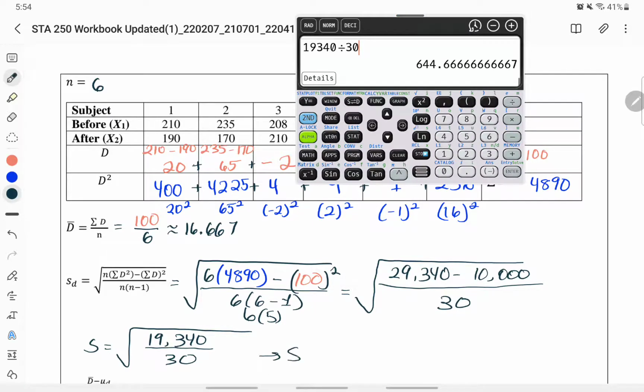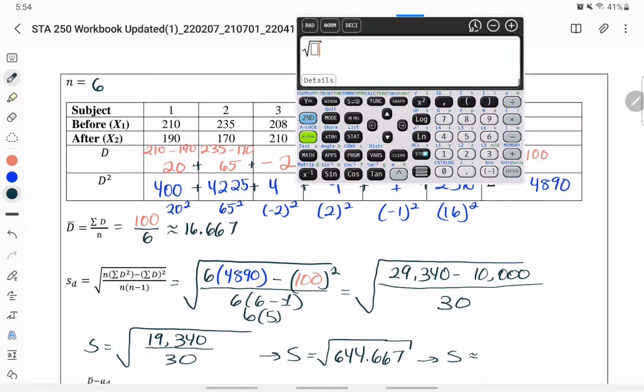Under the square root, that is 644.667. I'm taking 3 numbers after the decimal. And then let's take the square root of 644.667. Take 3 numbers after the decimal, which is 25.390.